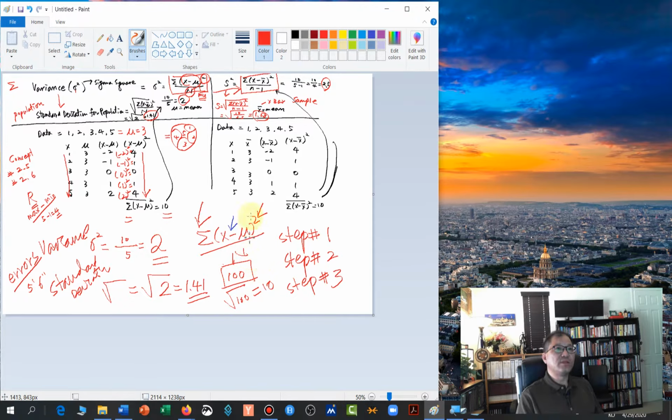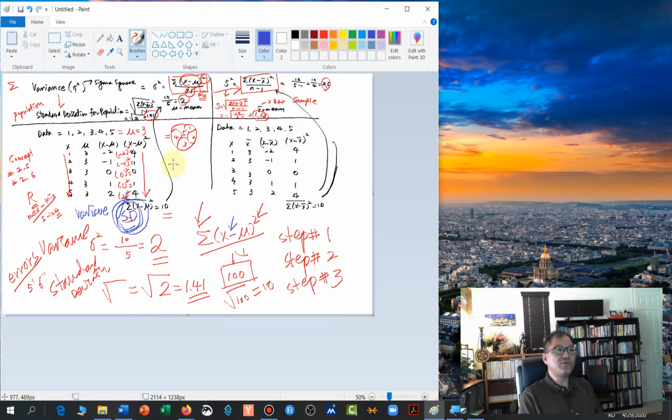Okay, so now you learn one thing: variance versus standard deviation. Which one is smaller? Standard deviation is always smaller, because if you can calculate a variance, you can calculate standard deviation by simply putting a square root on the value of variance.